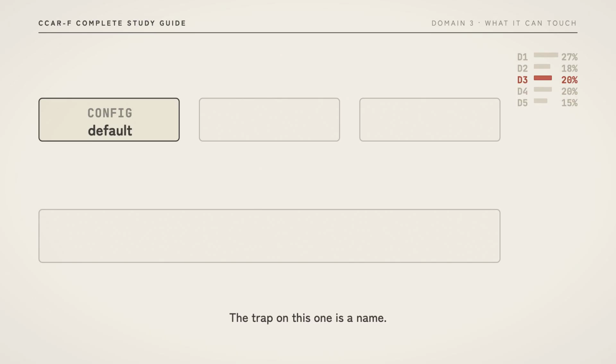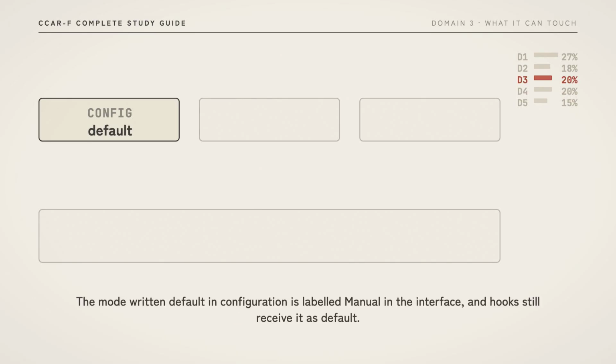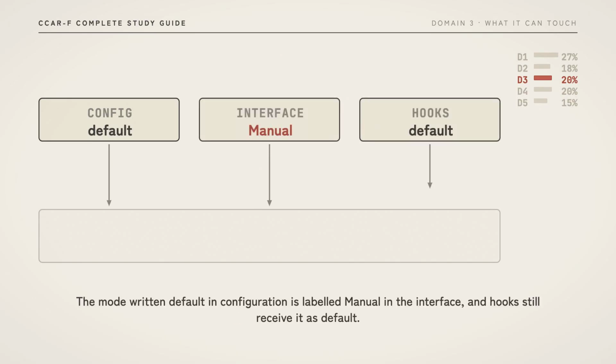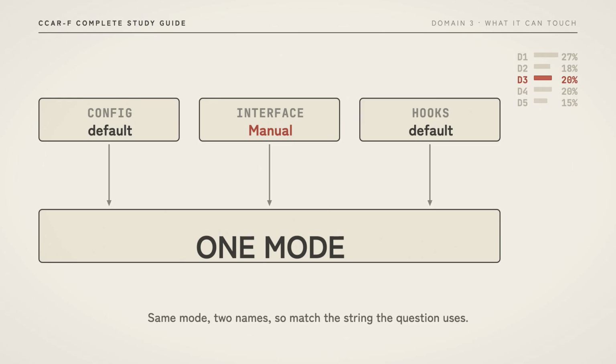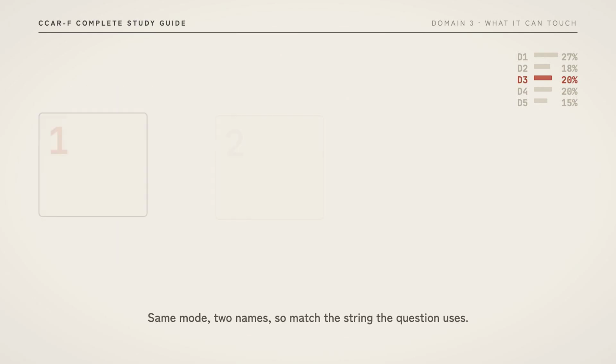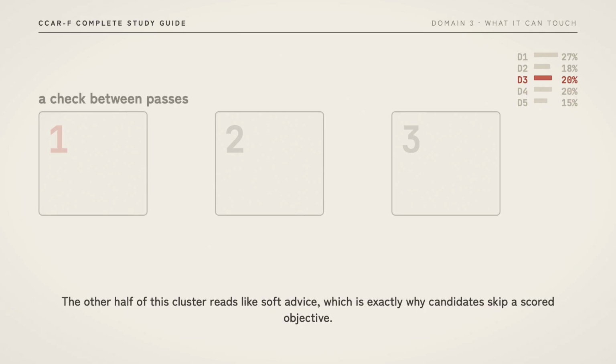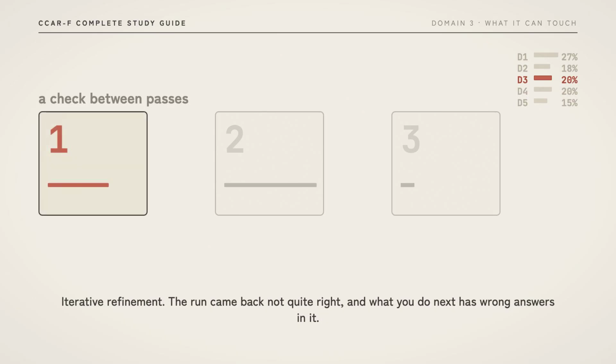The trap on this one is a name. The mode written default in configuration is labeled manual in the interface, and hooks still receive it as default. Same mode, 2 names. So match the string the question uses. The other half of this cluster reads like soft advice, which is exactly why candidates skip a scored objective. Iterative refinement. The run came back not quite right, and what you do next has wrong answers in it.